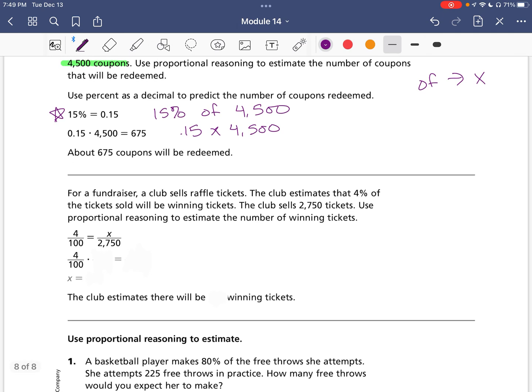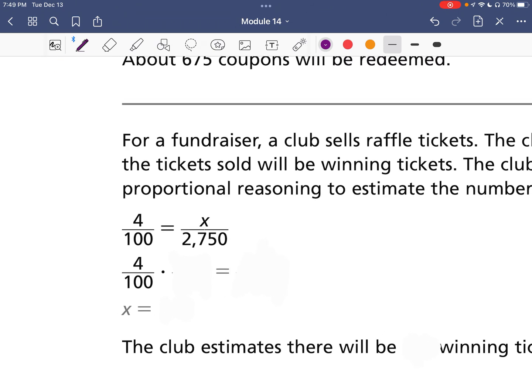The other way we can do this is with our example here of a club selling raffle tickets. The club estimates that 4% of the tickets sold will be winning tickets. So the club sells 2,750 tickets. Use proportional reasoning to estimate the number of winning tickets. So we have 4 out of 100 equals x over 2,750. So this is our total on the bottom, and then our winners on the top.